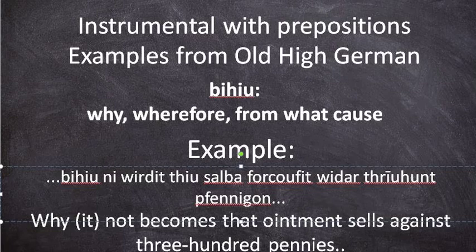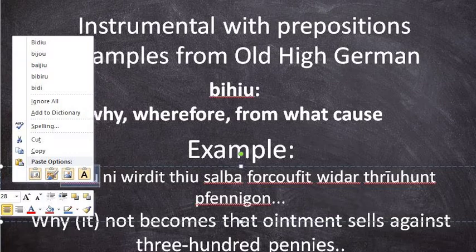Ni wirdit diu salba. For COVID, vedar drihund befenningon. So why, quote unquote, it not becomes the ointment, or that ointment sells against 300 pennies. All right. So this is a very literal translation, quite clunky. But the point is that behu here is meaning why, from what cause, or depending on the context, wherefore. So that's the main thing to bear in mind.